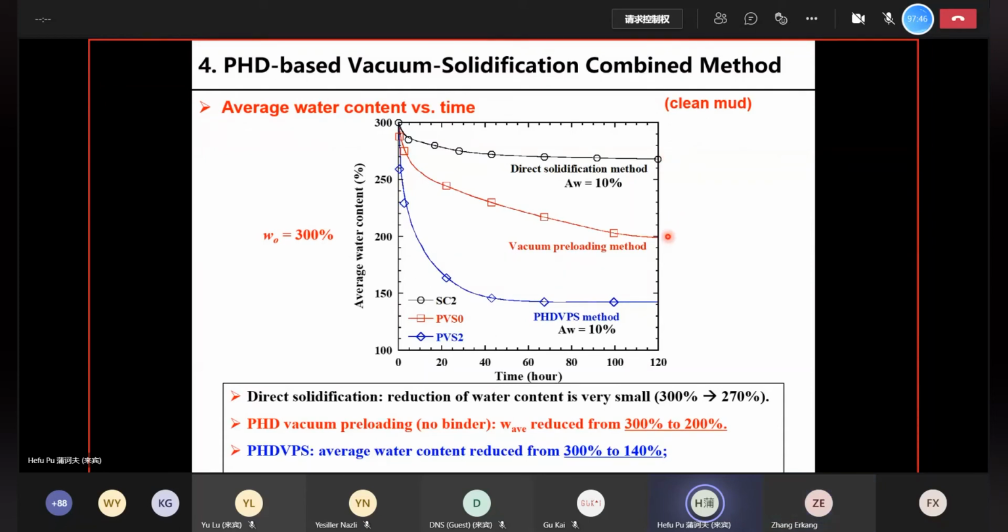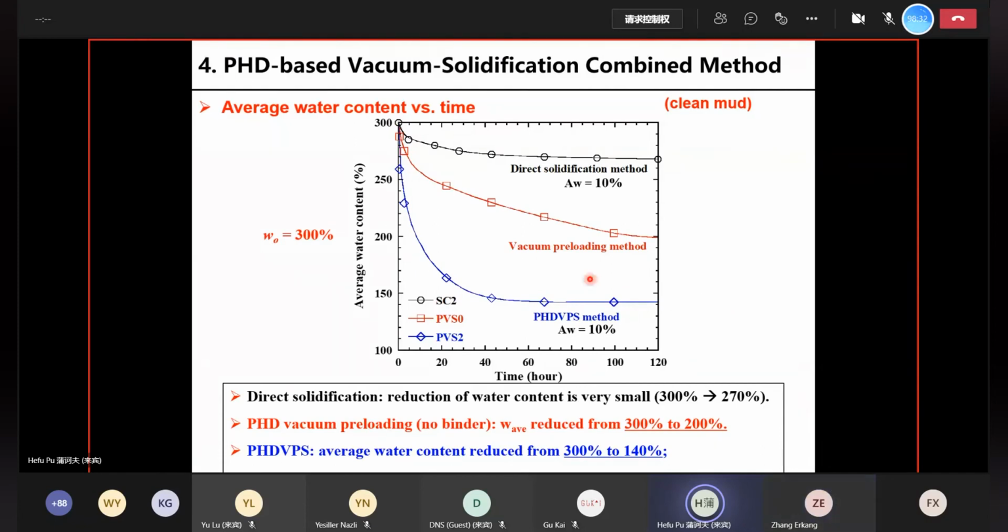And the red curve in the middle is for the vacuum preloading method. In this case, there's no binder, but there is a vacuum that sucked out the water. And because of that, the water content reduced more significantly from initially 300% to roughly 200%. So the dewatering efficiency is better than the direct solidification method. And most interesting is the PhD VPS method. In this case, the average water content reduced even more significantly from 300% to 140%.